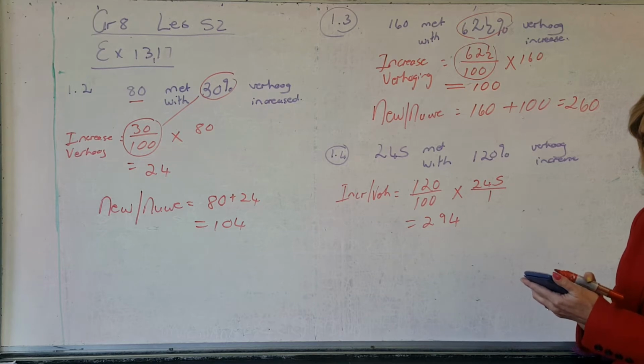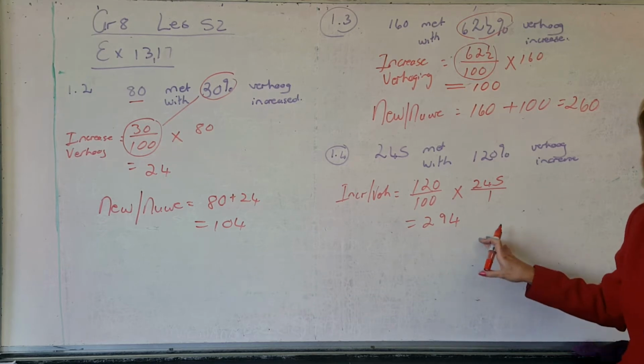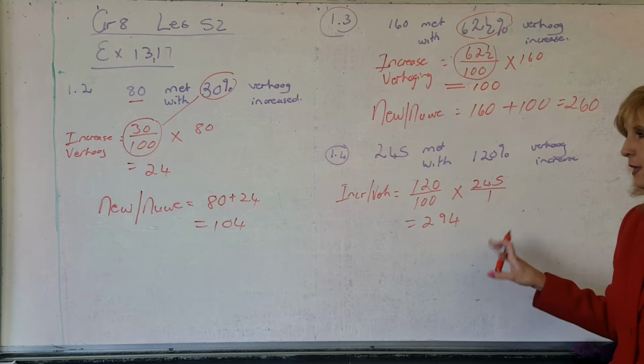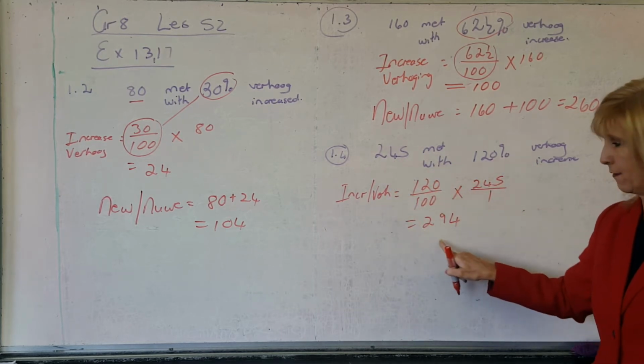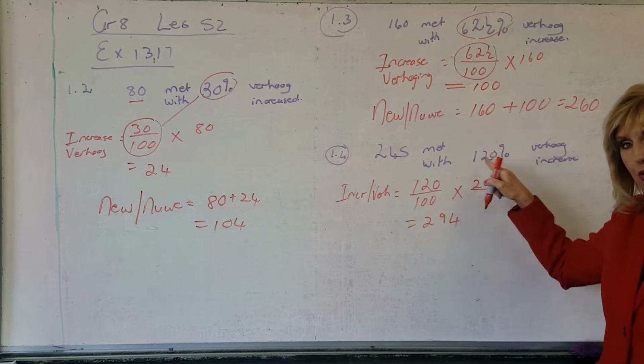Times with 245 gives me 294. So that's the increase. So the increase should be more than double. If it was 100%, it would have been 245. A little bit more because it's more than double.